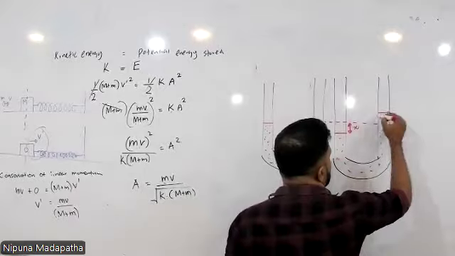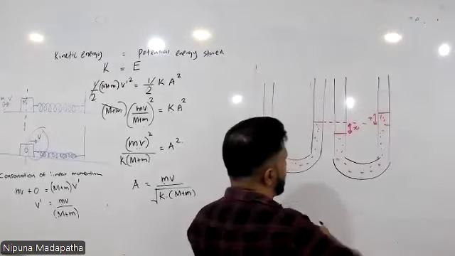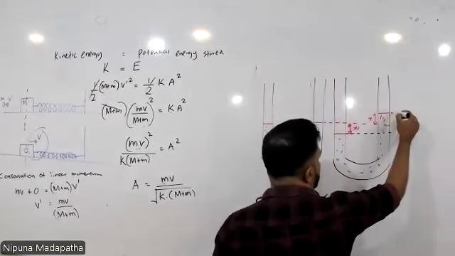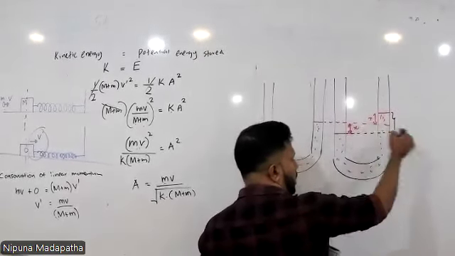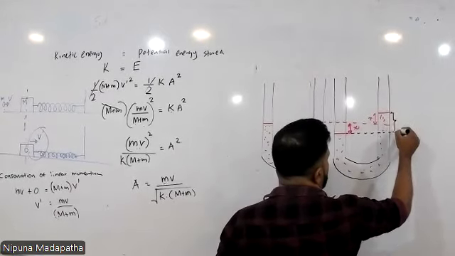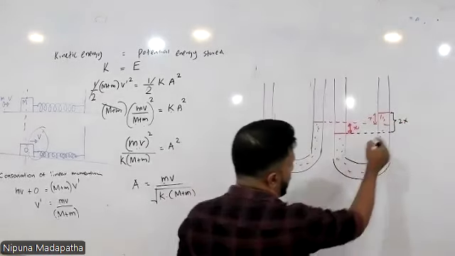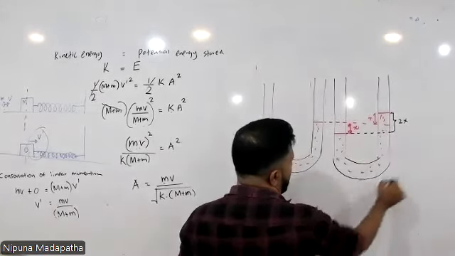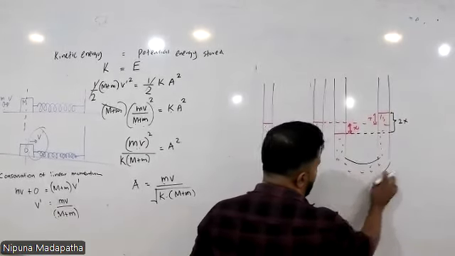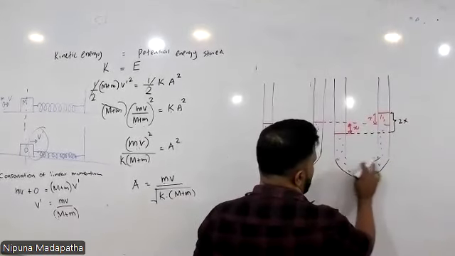Distance x up. So what is the excess liquid column here? The total length of the liquid column above the normal level is 2x. Now we have this liquid column. Suppose the length of this whole liquid column is L. The length of the liquid column is given as L.